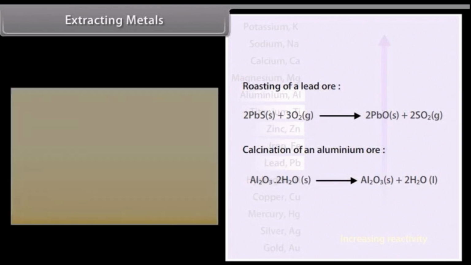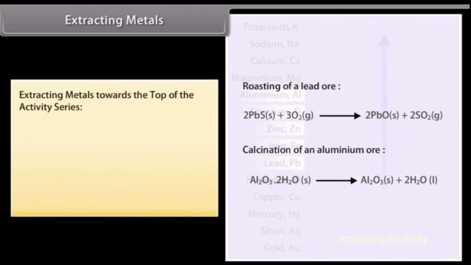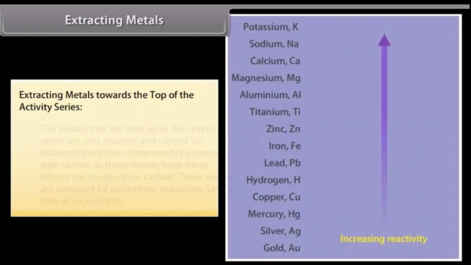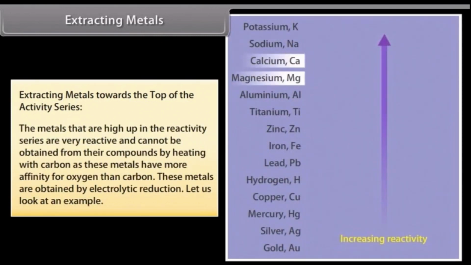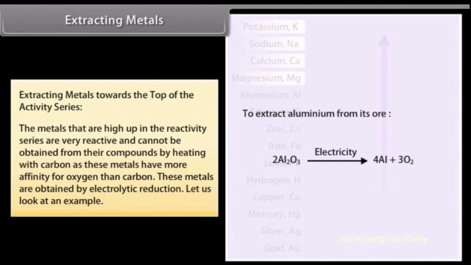calcination. Extracting metals towards the top of the activity series. The metals that are high up in the reactivity series are very reactive and cannot be obtained from their compounds by heating with carbon, as these metals have more affinity for oxygen than carbon. These metals are obtained by electrolytic reduction.